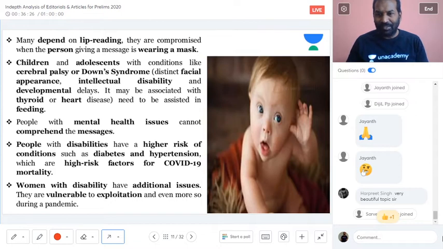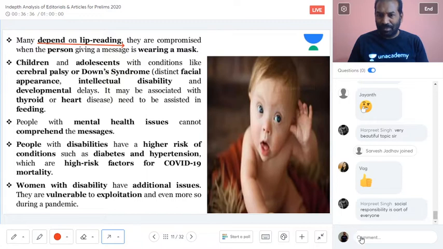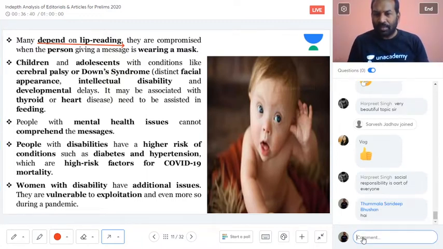Okay, Arpit says a very beautiful topic, sir. Okay, thank you very much. And then I would move further now. And many depend on lip reading. Now, WAG. I don't know when you have joined WAG. I would say once again, very good morning to everyone who has joined. Arpit says social responsibility is the art of everyone. Yes, but responsibility is an art. Nobody takes it, Arpit.